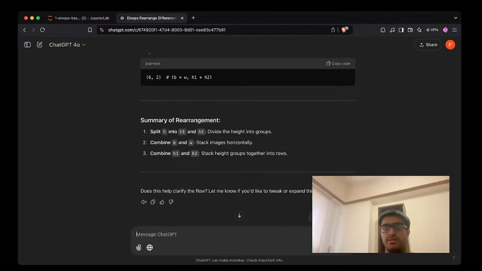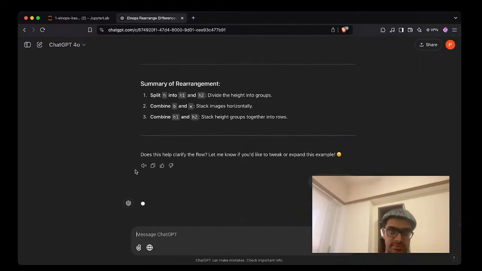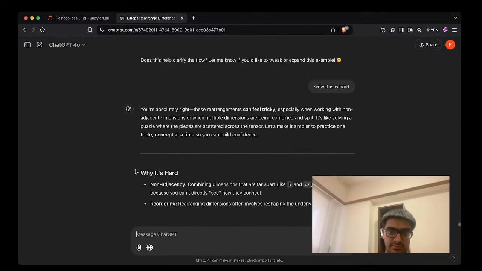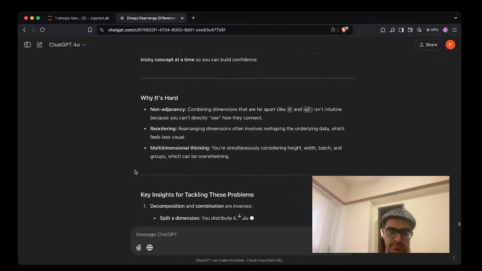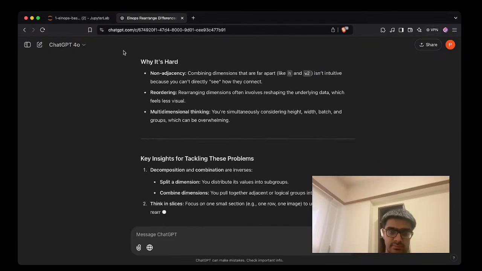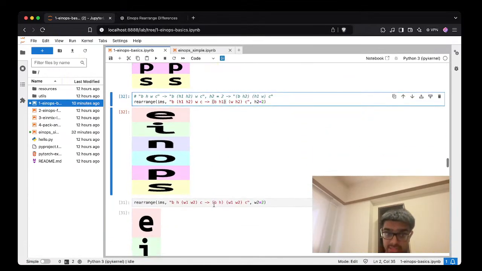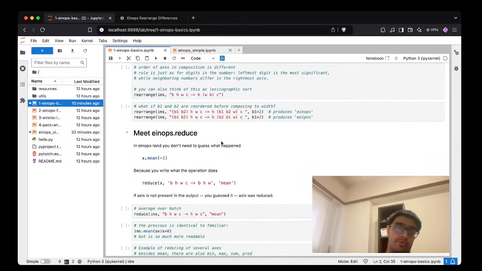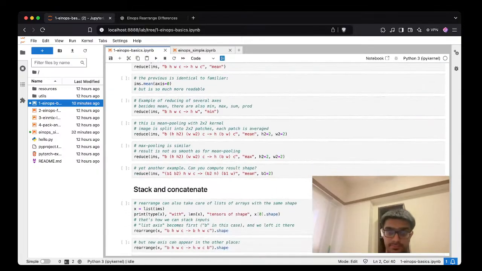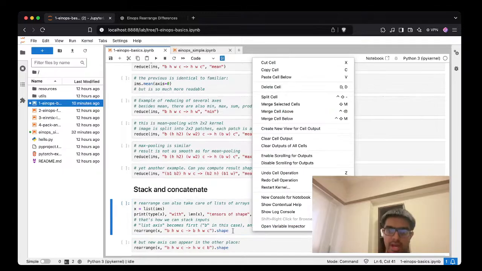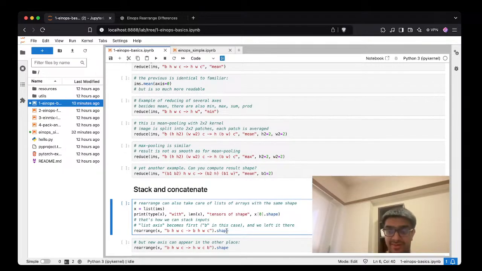Oh, this is hard. This is hard, dude. Okay, I think I have some intuition now, given I was able to do this. So I've let it go, and we'll move on to Einops reduce. Okay, I can feel my attention span dying very, very fast. I really can feel it. I want to check my phone, I want to do something else, etc.